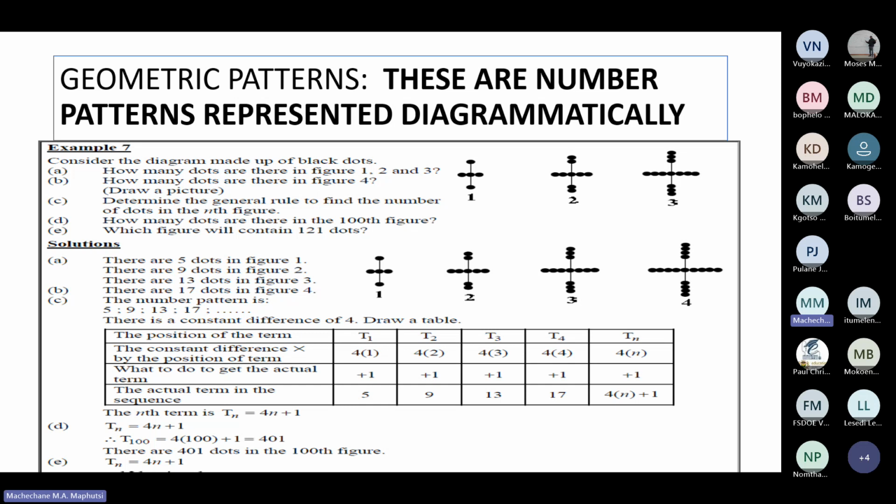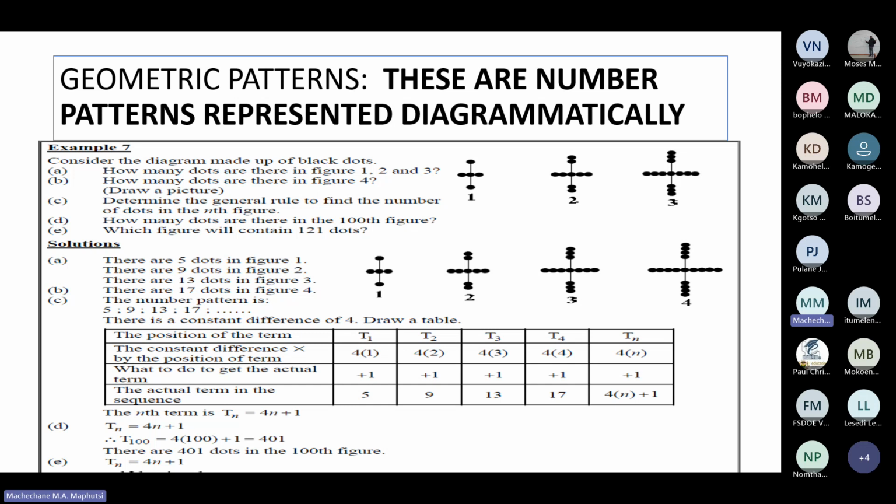So if you multiply each constant difference by the position of the term, for me to get figure 1, I have to add 1. For me to get figure 2, I must add 1, and so on. So now, as we check there, what do we have? There are 5 dots in figure 1, 9 dots in figure 2, 13 dots in figure 3, and 17 dots in figure 4. So these are the number pattern, meaning these are the numbers that we can attach to the diagrams. So we'll have 5, 9, 13, and 17.